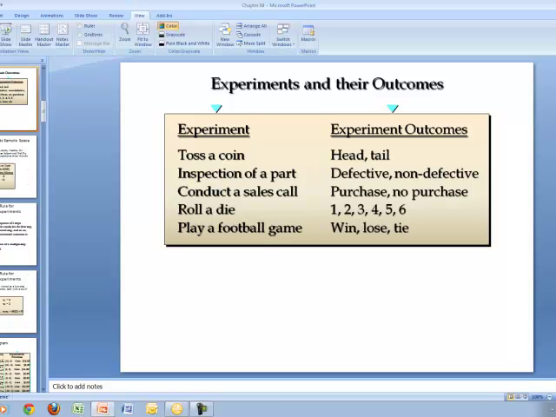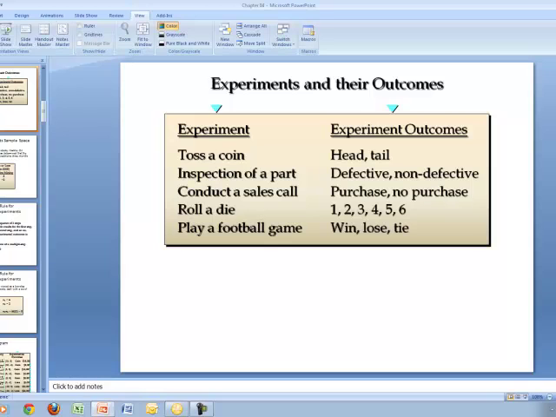Let's now look at the notion of an experiment. An experiment is basically a trial, or something that you do. And each experiment can have at least one outcome. Consider the experiment of tossing a coin. There are 2 possible outcomes. You get heads, or you get tails.